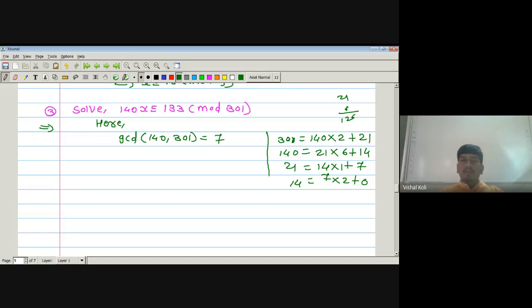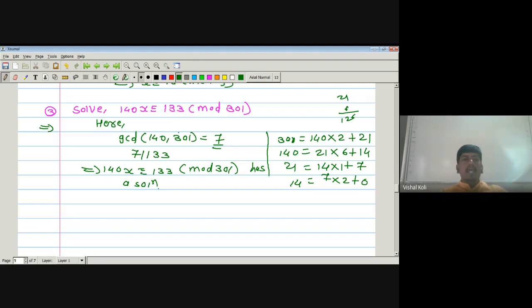Now we have to check whether 7 divides 133. Yes. As 7 divides 133, 140x congruent to 133 modulo 301 has a solution. How many solutions exist? As 7 is the GCD, it has 7 incongruent solutions.